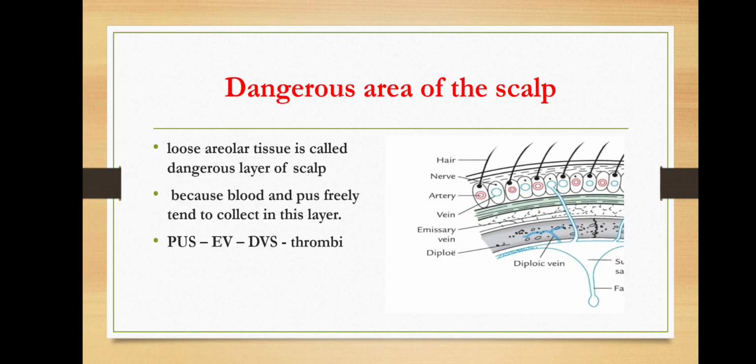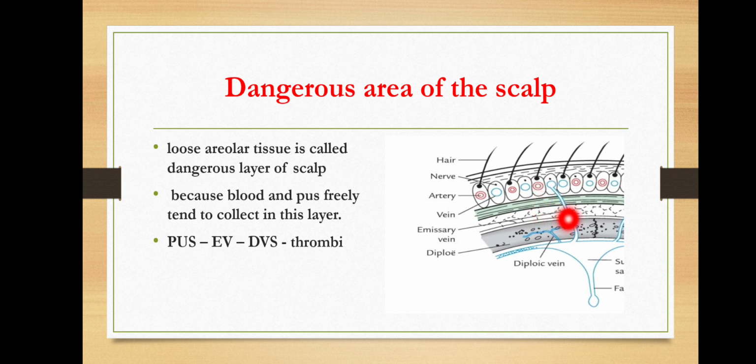Okay. Next, the third one, the last slide, is the dangerous area of the scalp. So why is it known as a dangerous area of the scalp? Because the loose areolar tissue is called the dangerous area of the scalp. Why? Because this is the loose areolar tissue, this one. This dotted appearance layer is known as the loose areolar tissue. This loose areolar tissue is passed through by emissary veins, right?